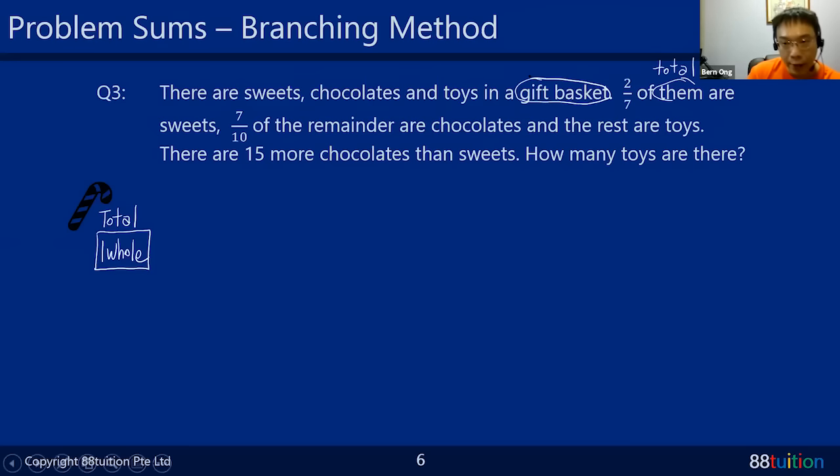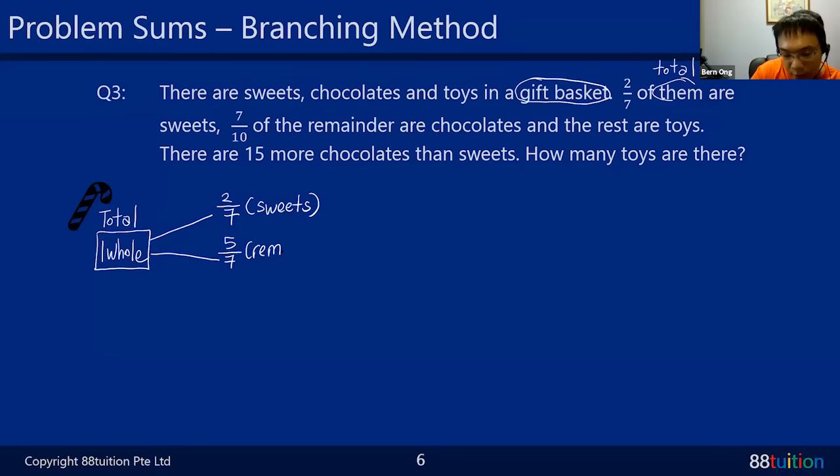So, from the one whole down here, let me branch out. 2/7 from the gift basket, which is the one whole, are considered sweets. The question says that. Then what else? If 2 out of 7 are sweets, what is the other side of the story? Out of 7 parts, 2 are sweets. Yes, very good. 5/7 is the remainder.